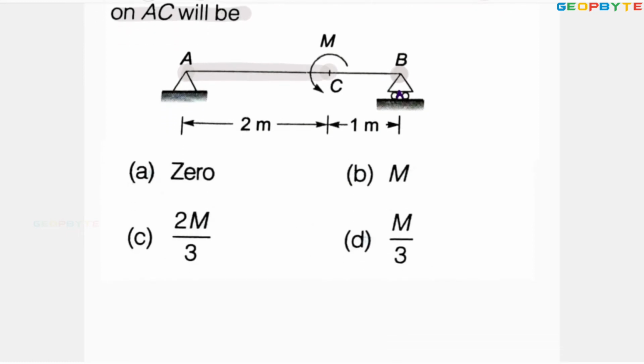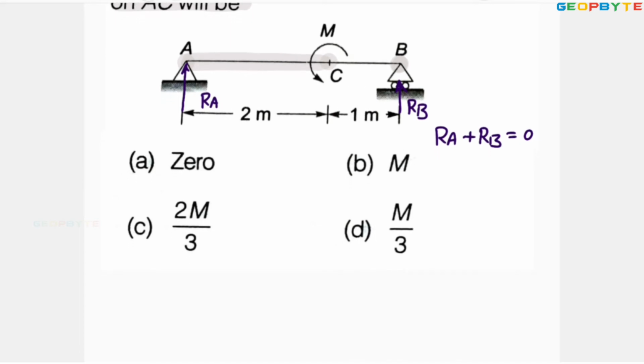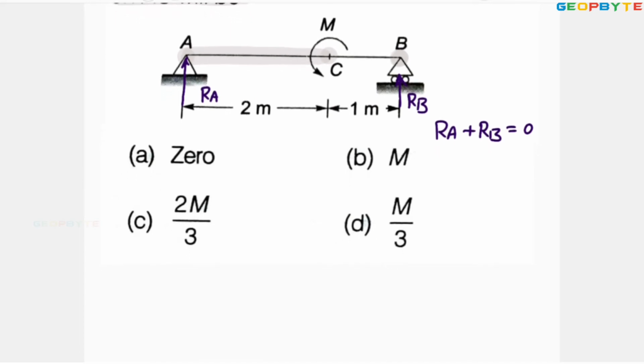Since it is having only a couple, there are no forces. Even if I assume RA is the reaction at A and RB is the reaction at B, RA plus RB must be equal to 0 because there is no force at all. For finding RA in terms of bending moment and length, you need to take the moments about A and B.